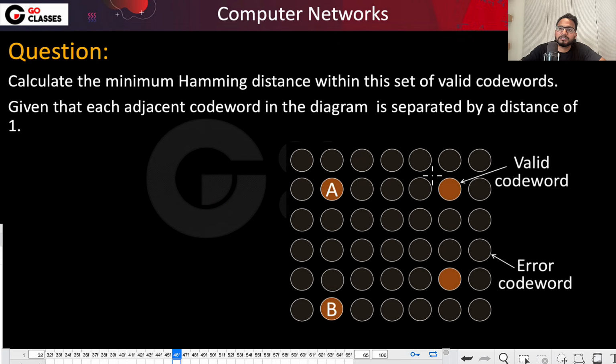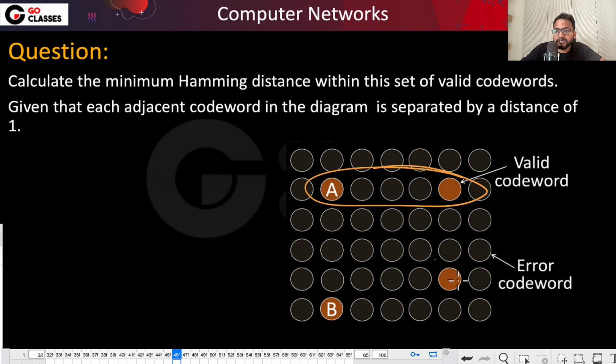Now let's just see this. They are saying to find out the minimum Hamming distance again. This is the valid one, these are the valid ones, and they are saying that these are the invalid ones. Between these two valids, see, this 3 invalid is coming, which means the distance is 4 basically. 1, 2, 3 and 4. Between these two valids the distance is 4.